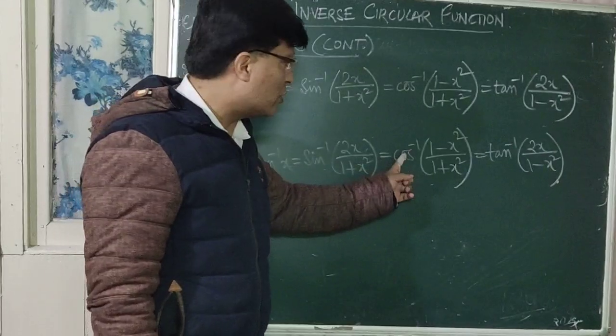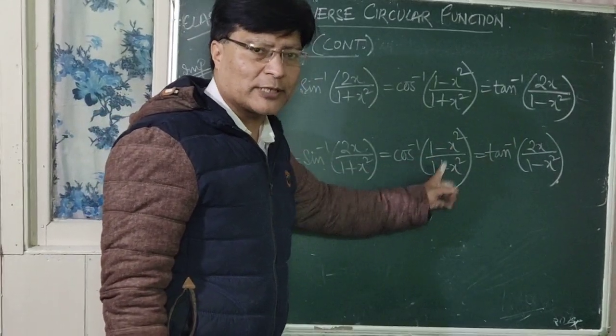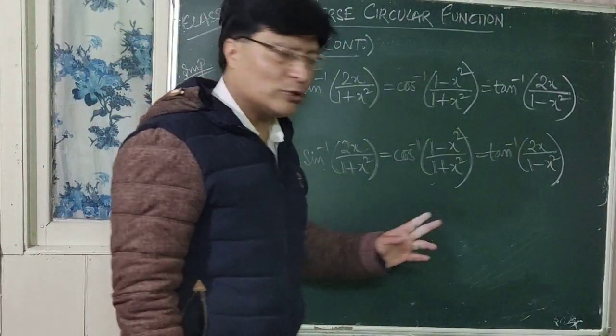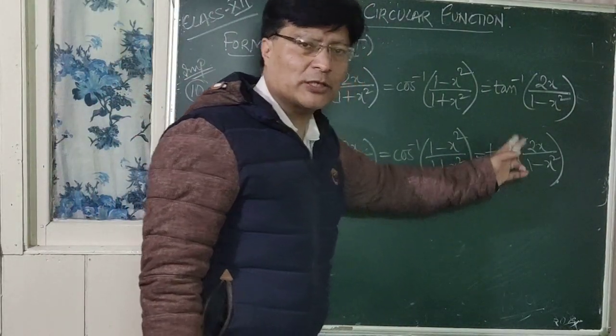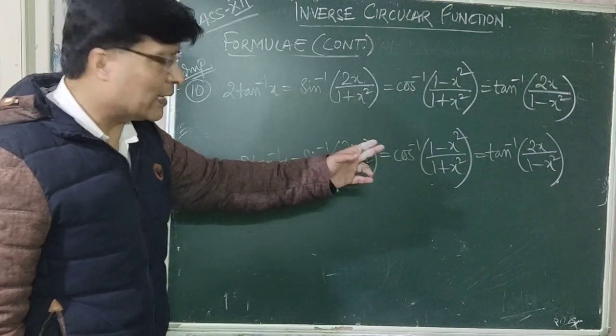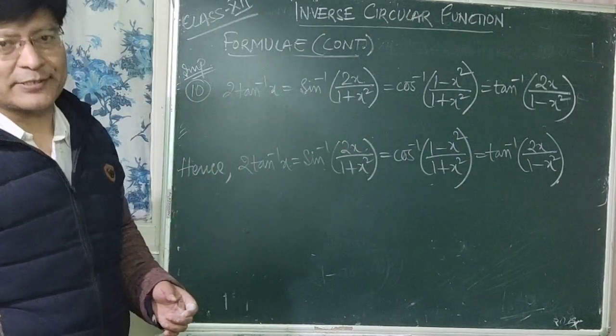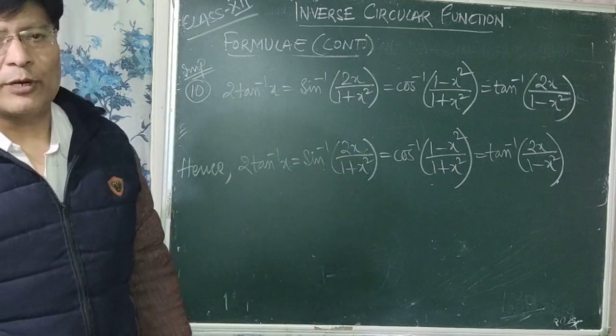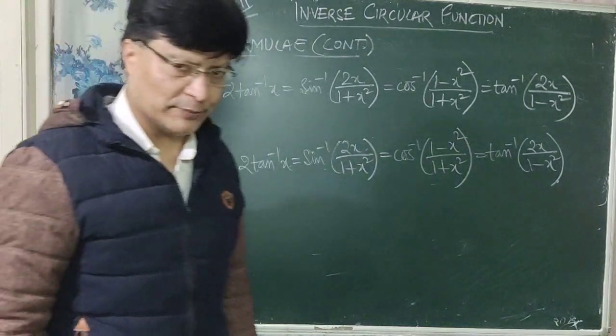Sometimes you may have cos inverse 1 minus x square upon 1 plus x square, then you can write down 2 tan inverse x. Sometimes you may have tan inverse 2x upon 1 minus x square, then you can write 2 tan inverse x. So these are all the formulas of inverse circular functions.